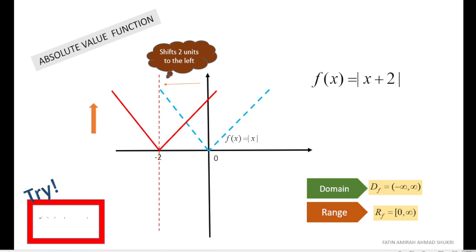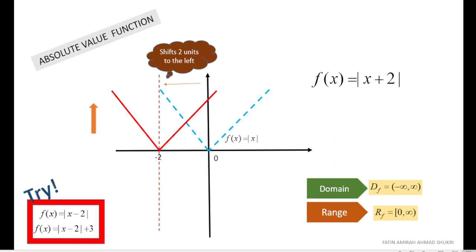Alright, try this. Another equation when you have absolute value of x minus 2. And then one more question when you have the function absolute value of x minus 2 plus 3. So if it is plus 3, which way do you think you will shift? Up, down, left, right? Okay, think about that.